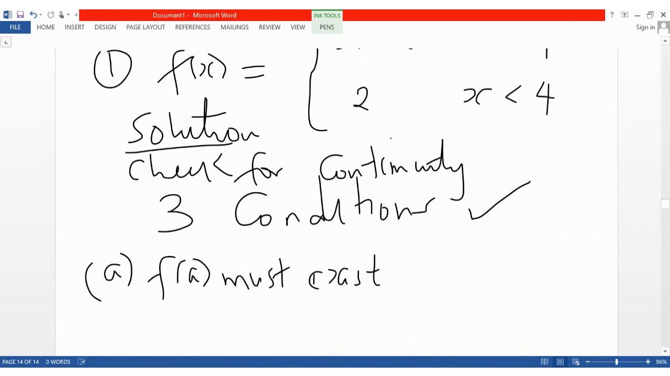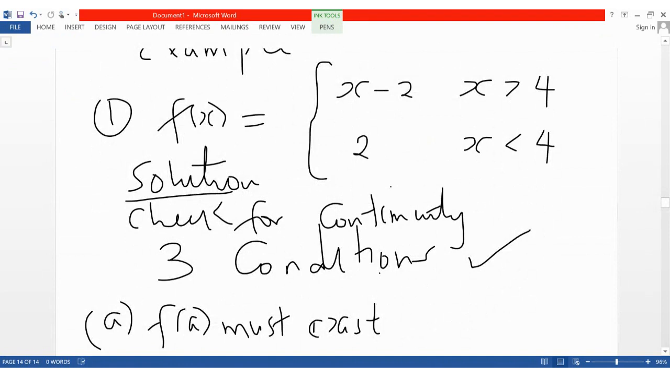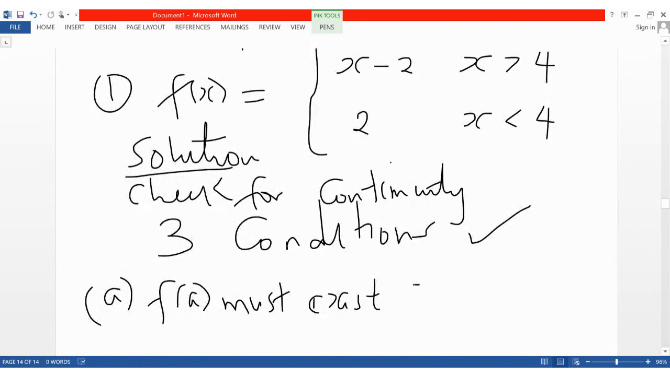Remember, because we have x greater than 4 and x less than 4, we just consider our value at x equals 4. The greater than or less than doesn't matter. We just investigate if it is continuous at x equals 4. When you have x greater than 5, x less than 5, these two are similar most of the time.